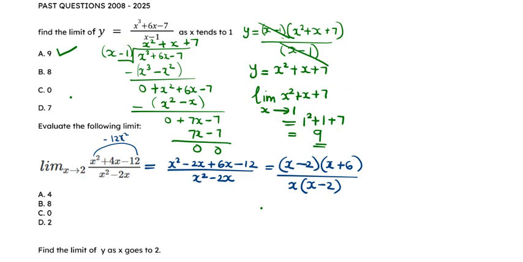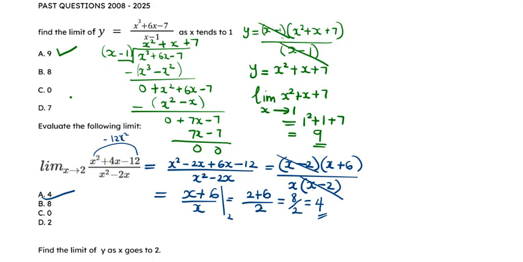Then obviously you see that x squared, x minus 2 and x minus 2 can eliminate. Then this function will reduce to x plus 6, all over x. So now we do direct substitution. We just directly substitute 2 here. If you put in 2, then we have 2 plus 6 all over 2, which is 8 divided by 2, and 8 divided by 2 will give you 4. So the correct answer is also option A in this case.